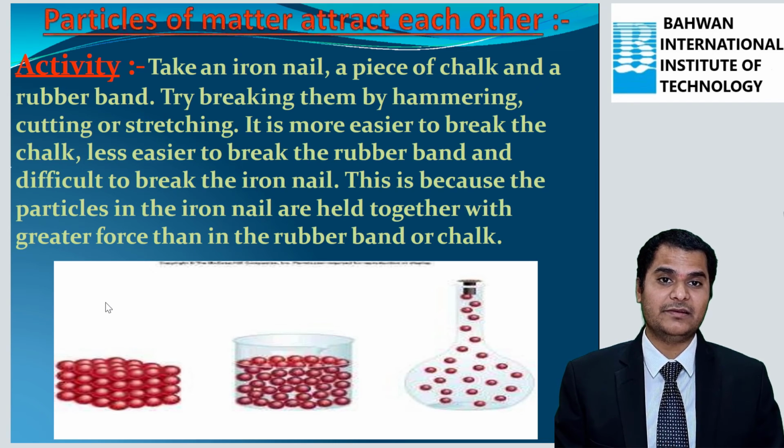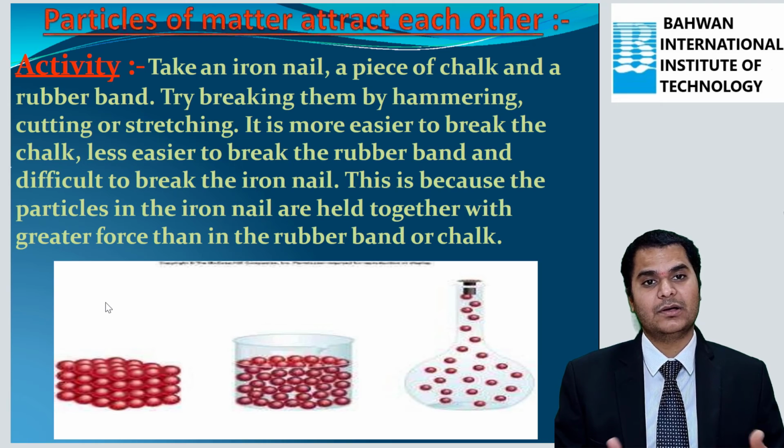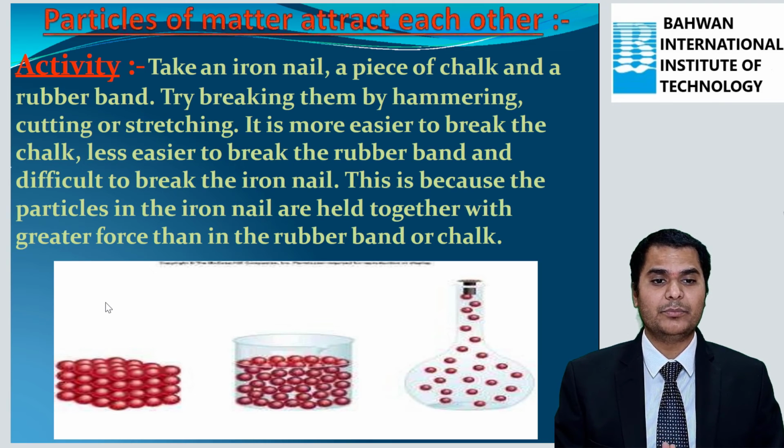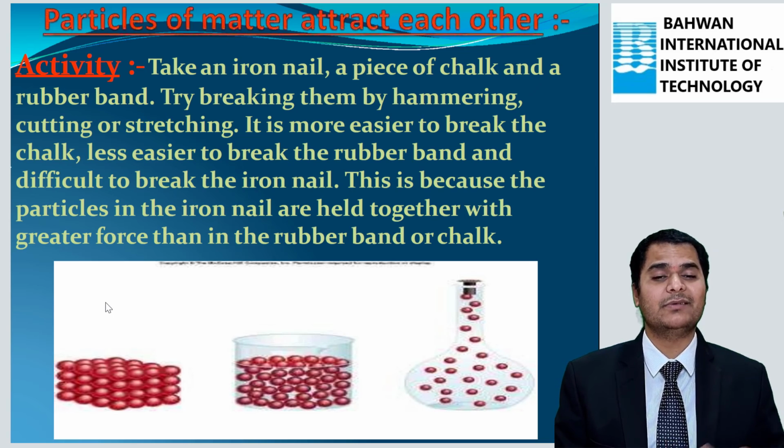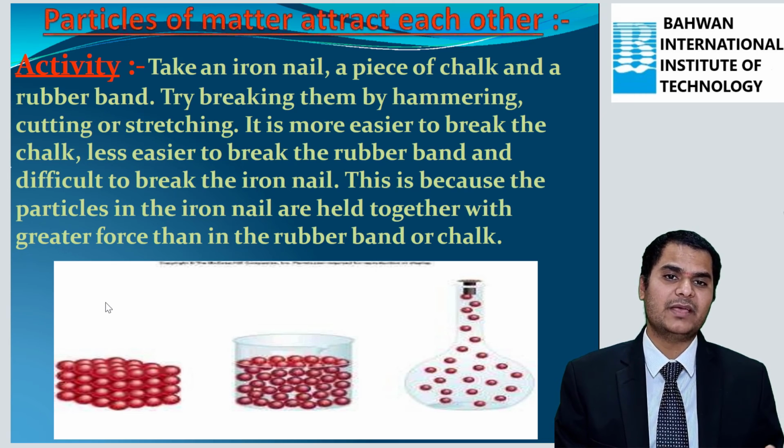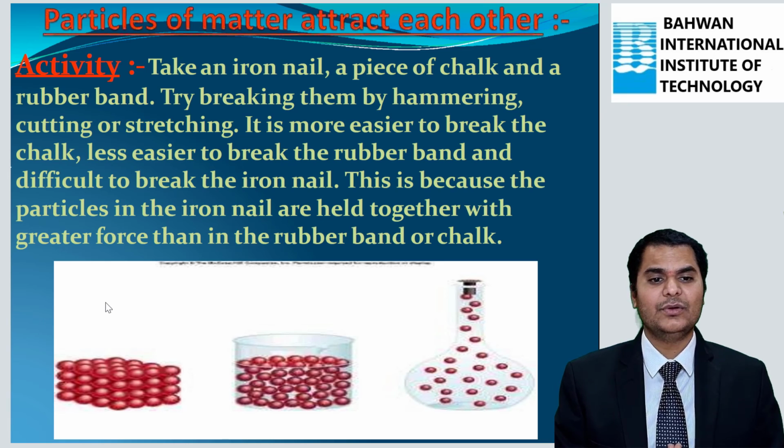the iron nail will not get broken so easily. You cannot break it so easily. Why are we not able to break it? Whereas a piece of chalk, with just one hit of a hammer, breaks into pieces. Whereas the rubber band, when we bang it 2-3 times, also breaks.